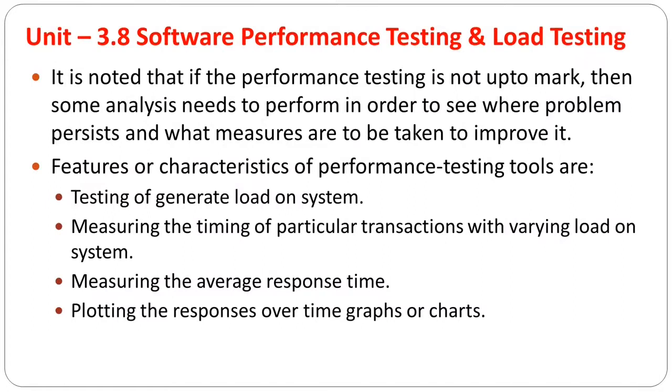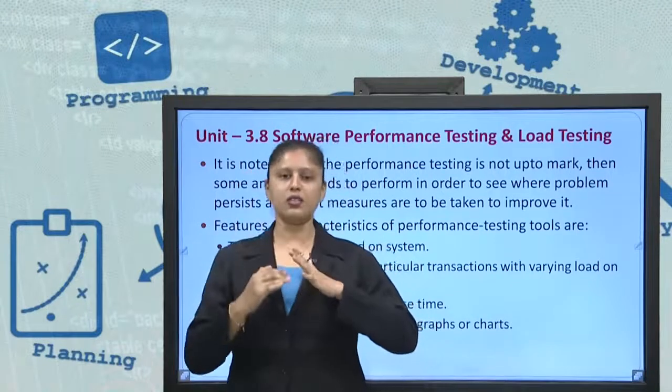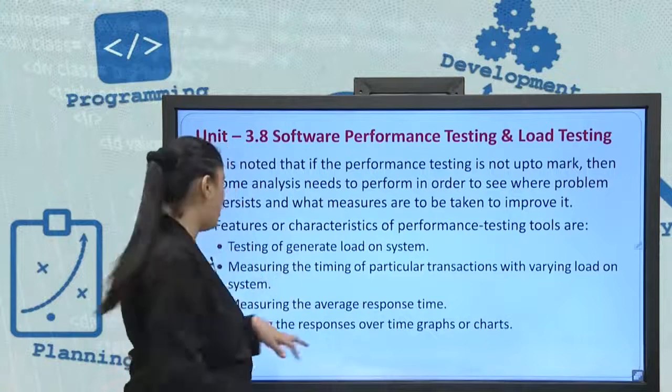Then plotting the responses over time on a graph or chart. Whatever response you are getting, you plot it into a time graph, and you will come to know that when there were 100 people, response time was very fast. When there were 1000 people, response time was the same. When 10,000 people turned up, maybe response time was delayed by a fraction of a second. So there is a degradation in the response time. You plot it into a graph and you will come to know where your performance is lagging.